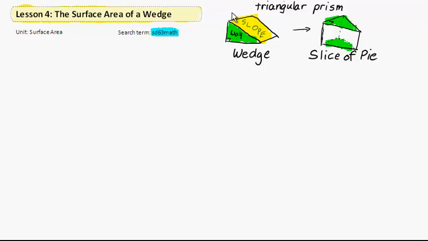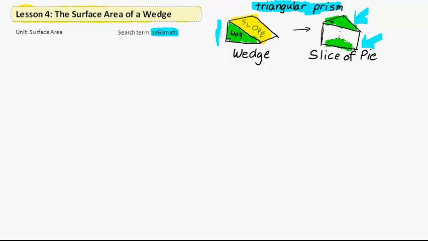Lesson 4, the surface area of a wedge. Well, a wedge shown here is officially called a triangular prism. Triangle referring to 3 walls, and prism means, as in this slice of pie, which is a wedge, that the top and the bottom are parallel to each other. I prefer to use wedge, and that's what we're going to look at.